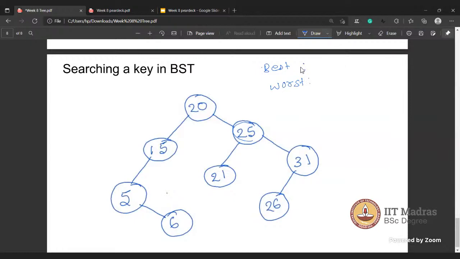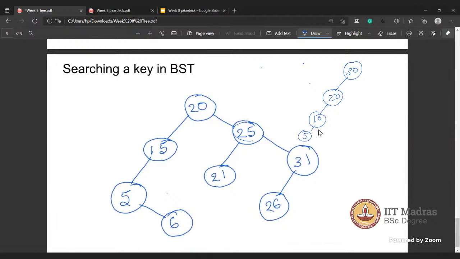Suppose I'll see first worst case and then best case. Suppose a tree like this, a BST like this. Suppose this is 30, 20, 10, then 5. Suppose we want to find 5 is present or not.